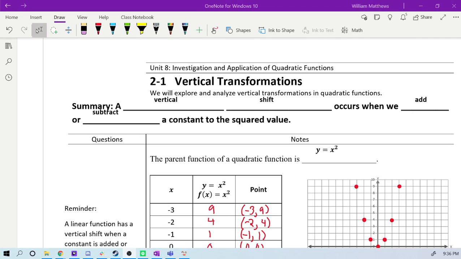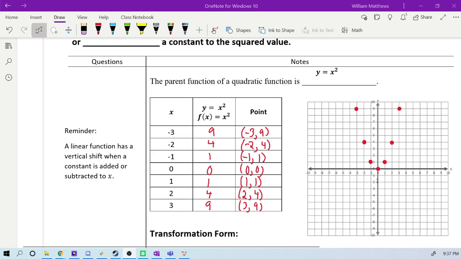Vertical transformations. We will explore and analyze vertical transformations in quadratic functions. The main one we'll be focused on today is the vertical shift, which occurs when we add or subtract a constant to a squared value. The parent function of a quadratic function is y equals x squared, or also f of x equals x squared.